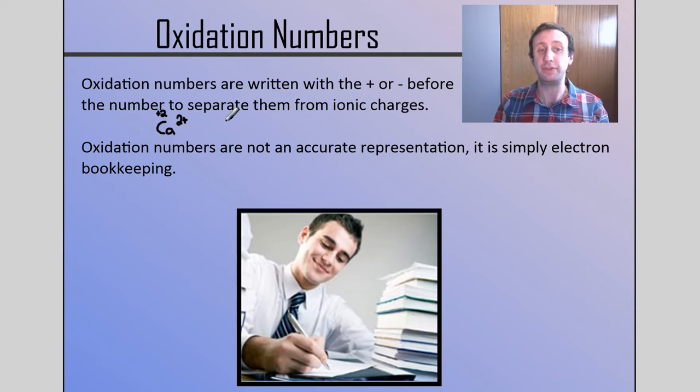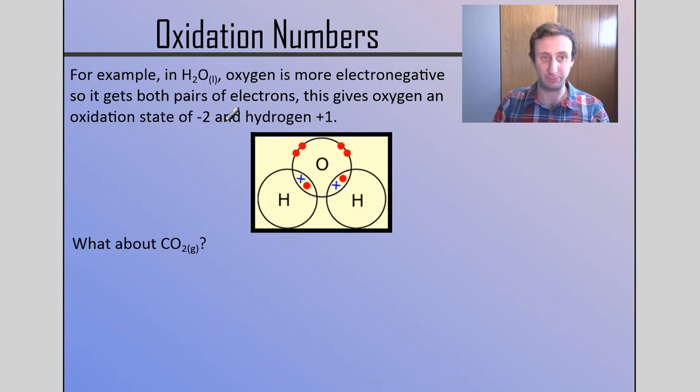So there's a difference in that oxidation numbers are shown by writing the positive or the negative before the actual number. Oxidation numbers are not an accurate representation. They don't actually literally mean anything. It's just a way of us keeping track of electrons. It's electron bookkeeping. So we're assigning it to something using rules, and then it becomes this really useful number that we can use to track the gain and loss of electrons. In other words, to track the reduction and oxidation that's taking place.